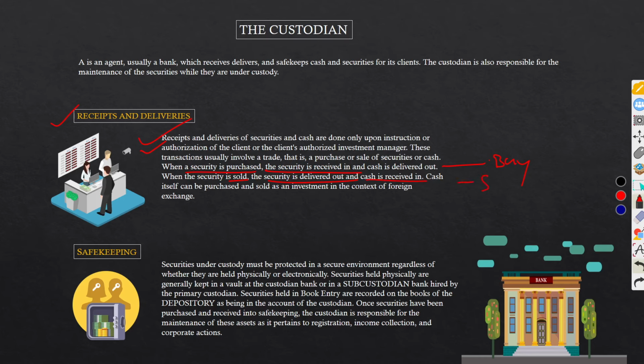So this becomes your sell trade. So delivery versus payment or payment versus delivery. Maybe in your system you would see claims for DVP, or delivery versus payment, or delivery versus receipt, DVR, right? Cash itself can be purchased and sold as an investment in the context of foreign exchange. So this is how the custodian is responsible for receipts and deliveries.